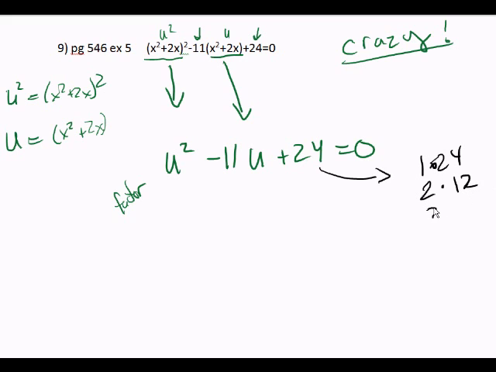24. 1 times 24 is 24. 2 times 12 is 24. 3 times 8 is 24. 4 times 6 is 24. These are all the pairs that multiply together to equal 24. Which pair will add or subtract to get a negative 11? Yeah, 3 and 8.